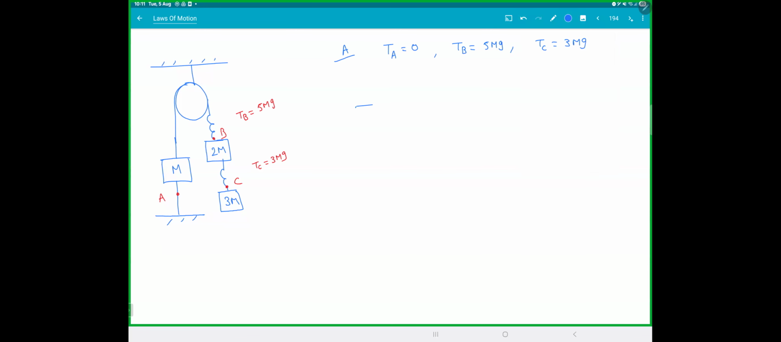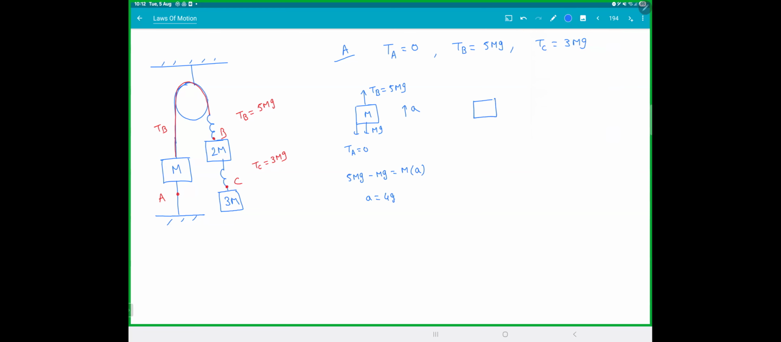So if you draw the FBD of block M, now remember this whole thing is the same tension. So here also it is TB only. It's the same string. So this block M is pulled up with TB, which is 5 mg. Your weight mg, and tension TA becomes 0. So you're going up with acceleration a. So 5 mg minus mg is ma. a is equal to 4g.